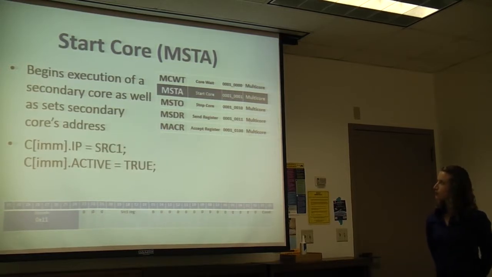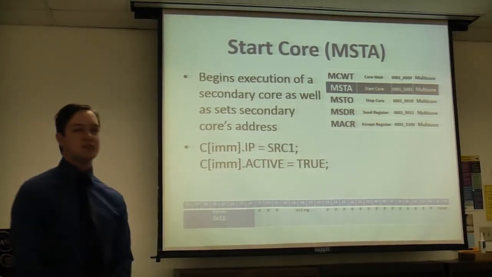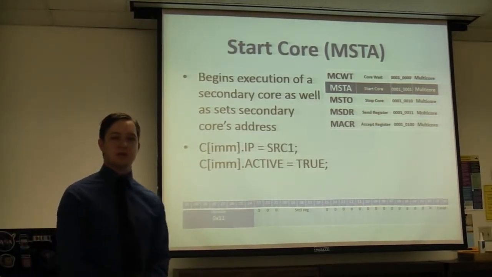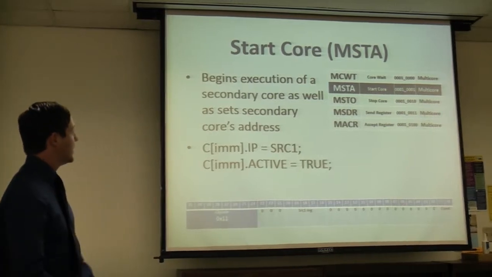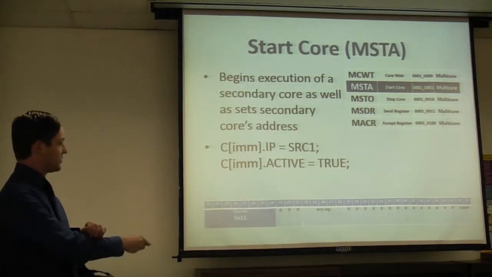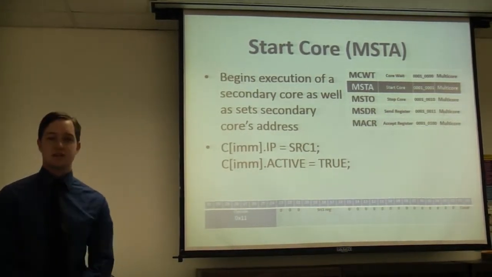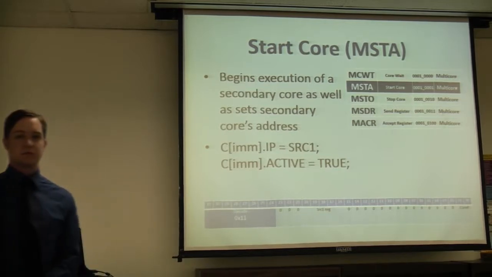Then we have start core, which in our implementation of this ISA can only be called by core 0. Other implementations may allow other cores to do it, but core 0 is the manager core in our implementation of this ISA. It sets the instruction pointer to the source 1 register, and it sets the core as active as specified by the 2-bit immediate value.